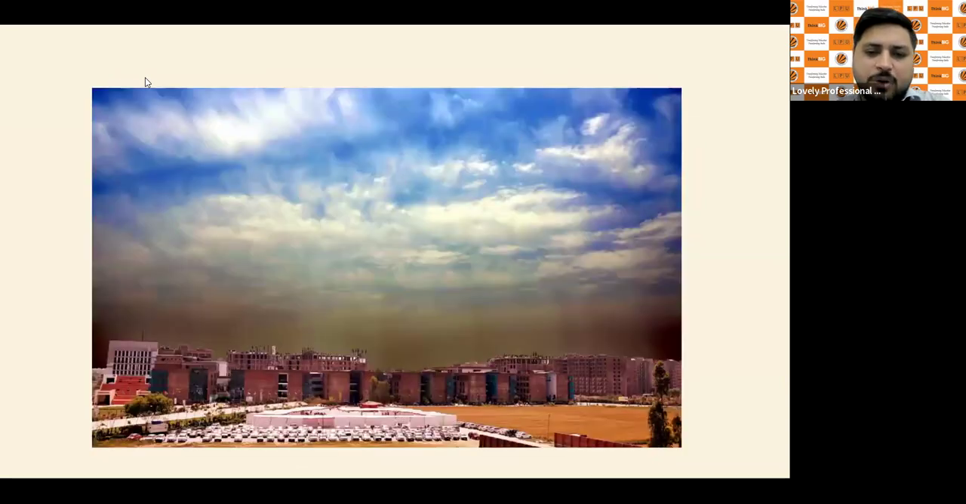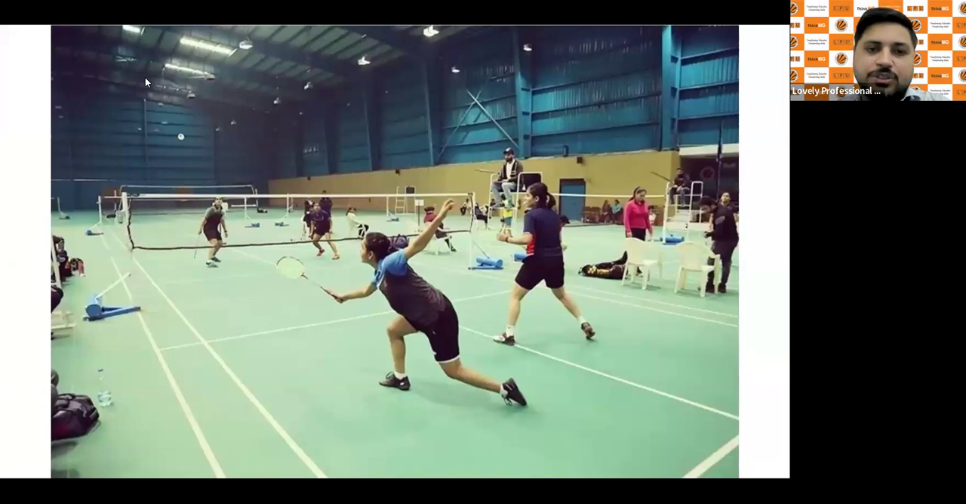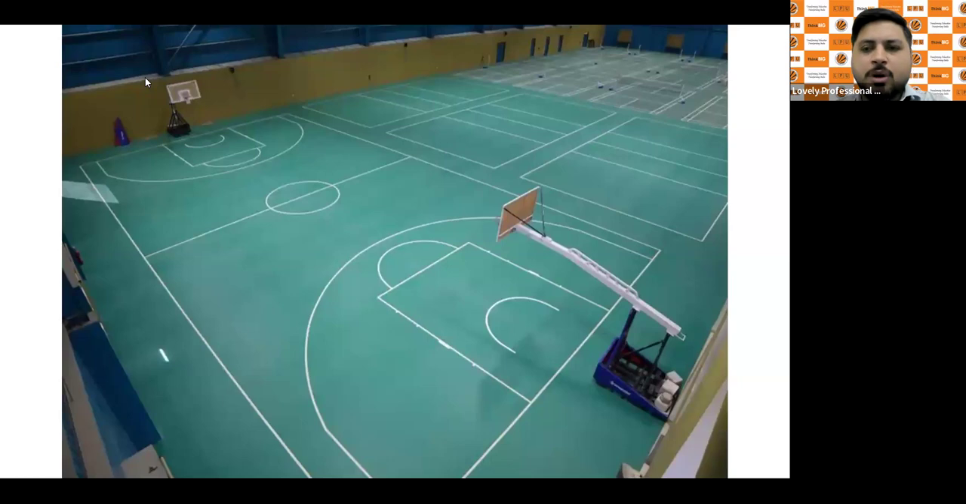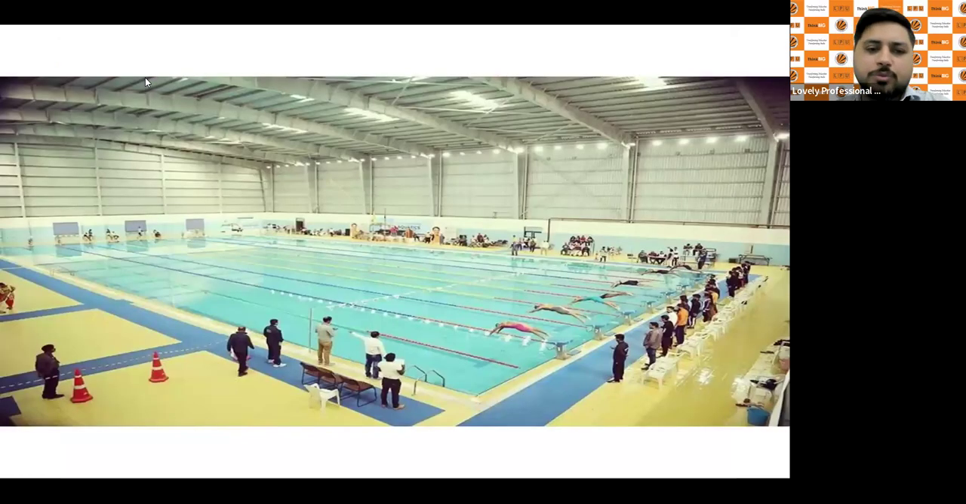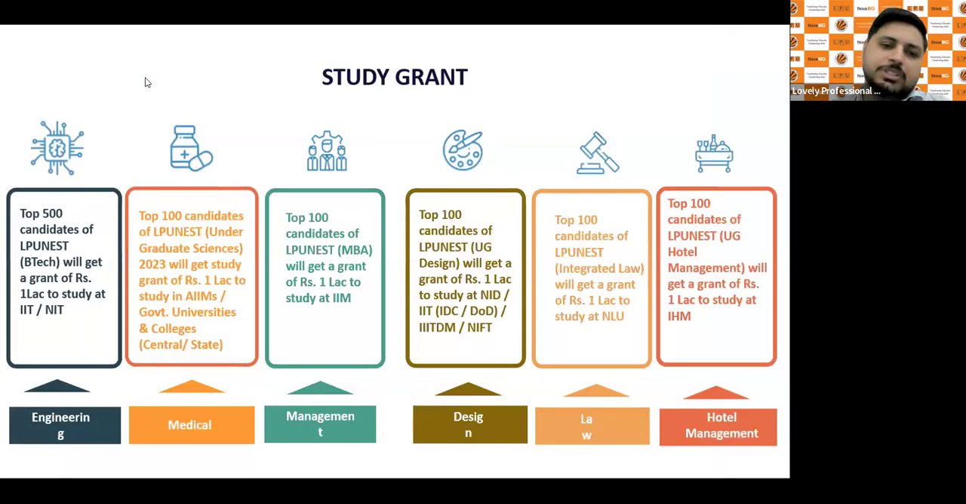Lush green aerial view of Lovely Professional University, clean and green campus, night view of Lovely Professional University. We also have indoor sports facilities available. So badminton is there, shooting range is there, basketball, volleyball, squash, competitive sports. We also have an Olympic size swimming pool, outside view of our indoor sports facility.